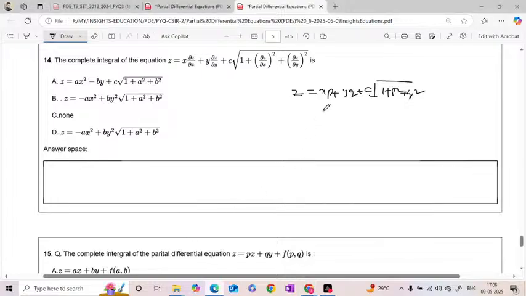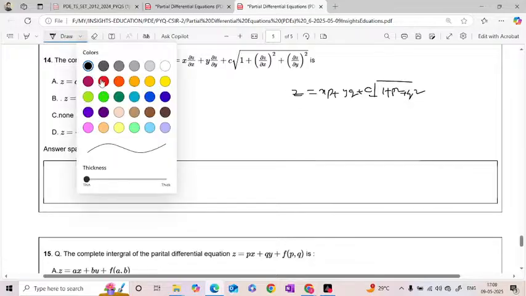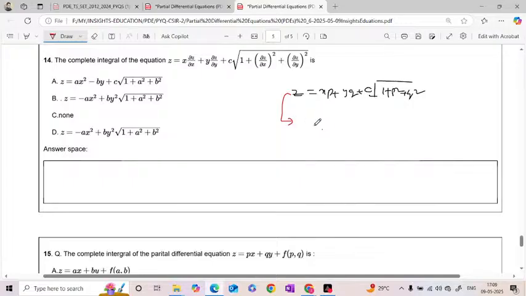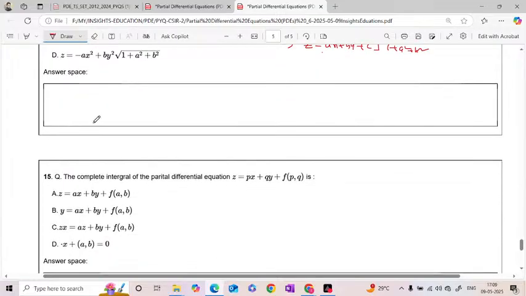Now here z is equal to xp plus yq plus c into under root of 1 plus p square q square. So the corresponding answer is z is equal to ax plus by plus c into under root of 1 plus a square plus b square. So option, none of the above. Next one, what is the next result?